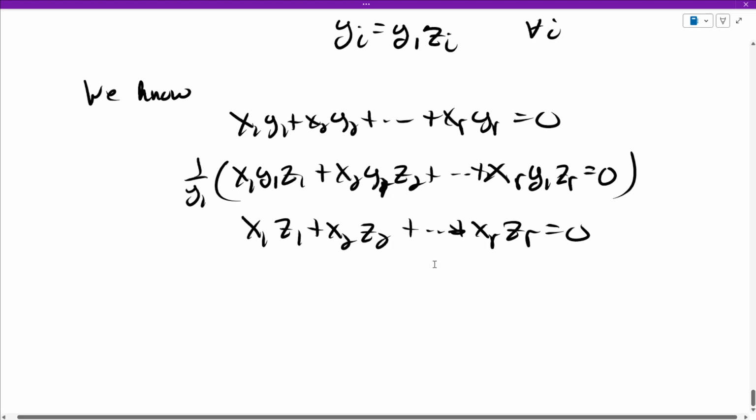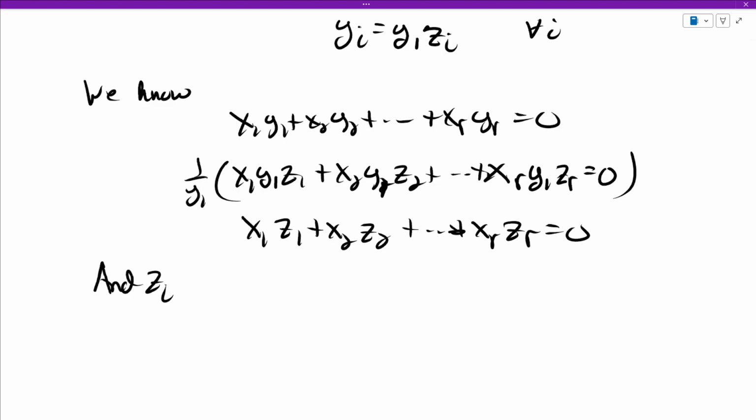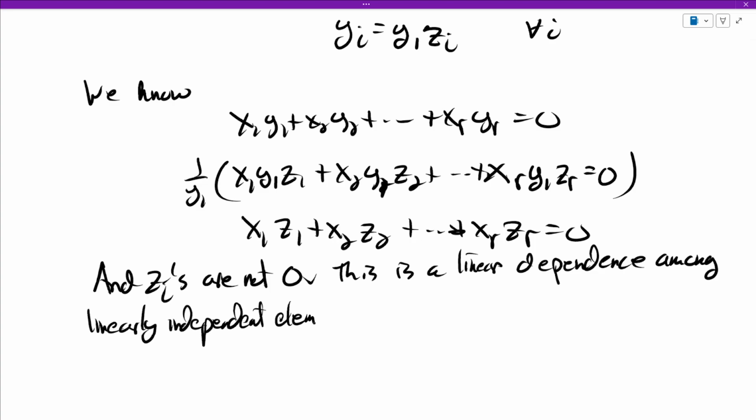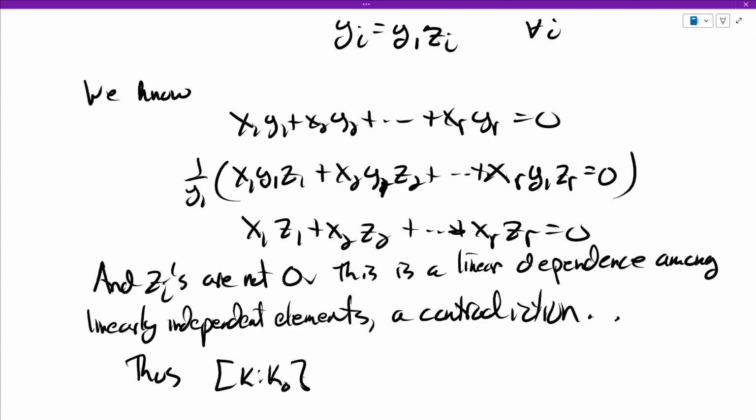And what do we have here? Well, the z's are not 0, because the y's weren't 0. And so we have a linear combination of some elements of our linearly independent set being 0. That's a contradiction. So this is a linear dependence among linearly independent elements, which is a contradiction. Great. All right. So we've reached a contradiction in the bigger than n case and the less than n case. Thus, what can we conclude? Well, the degree of k over k naught must be exactly n, because we get a contradiction otherwise. So this proof was really long, sorry, but it's kind of unavoidable.